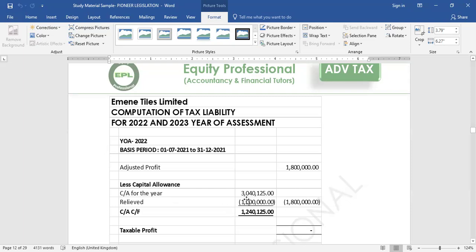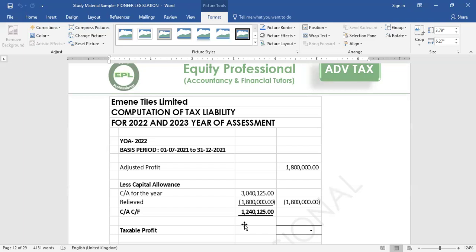The relief capital allowance, if I minus it from the actual capital allowance, that means my capital allowance carried forward is going to be 1,240,125. Why do I relieve all the profit? I use it to reduce the capital allowance.